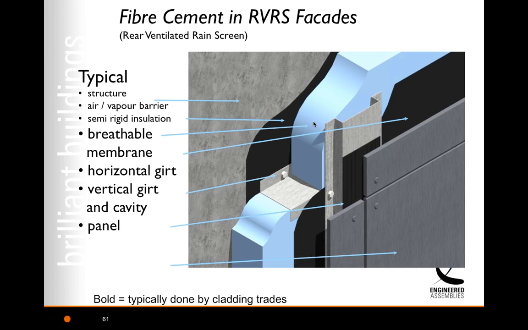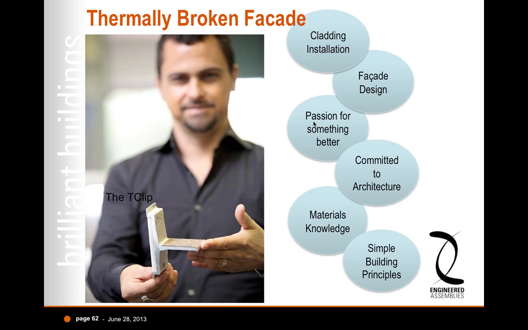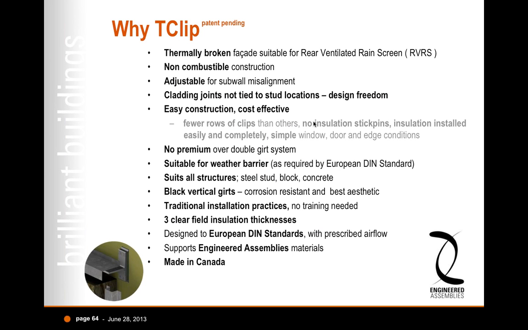So I mentioned earlier rear ventilated rain screen. So we have a panel fastened to a girt with a cavity behind the panel, allowing ventilation, with a breathable membrane over the insulation. And then this is showing the old way we used to do things with horizontal Z bars. I'll be showing you the T-clip. And then, of course, the structure and air vapor barriers. So the T-clip is all about giving you a system that meets the new codes and creating a thermally broken facade.